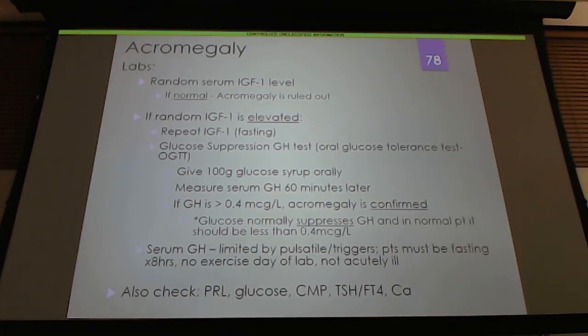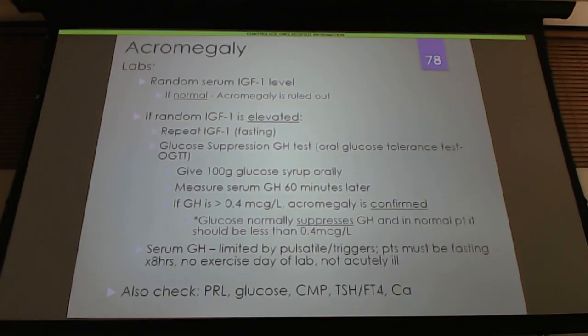Why are we checking growth hormone? We can't, because it's an excess, right? And it's pulsatile. So if I check growth hormone, it's not going to be value added. So instead, I'm going to do IGF-1. First we're going to do a random IGF-1, and if it's high, then I need to repeat it fast. Just like the prolactin, we repeated the hormone level twice.